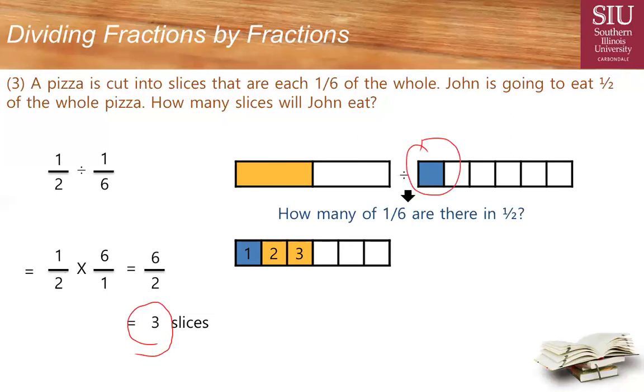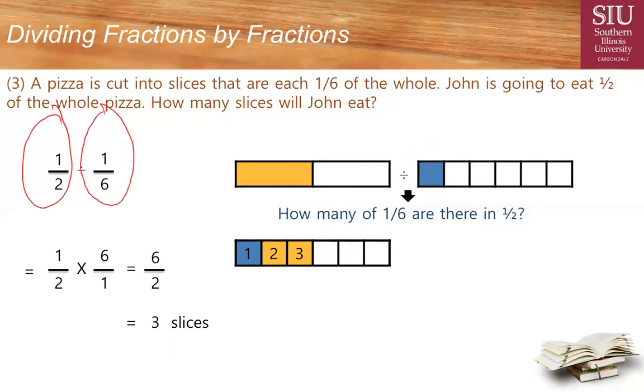So how many of this can we find in yellow? How many blue can we find in yellow? So 1, 2, and 3. We have 1 slice, 2 slices, and 3 slices. This is how much pizza John had. So John had 3 slices. And that's why you can see that a fraction divided by a fraction can give a whole number. And this whole number is looking for how many slices, which is how many groups.